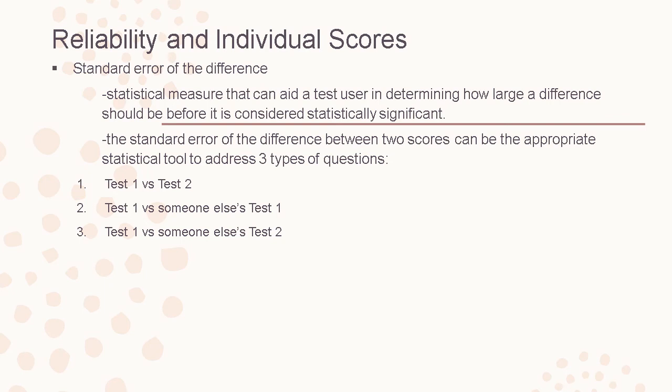Standard error of the difference is a statistical measure that can aid a test user in determining how large a difference should be before it is considered statistically significant. The standard error of the difference between two scores can be the appropriate statistical tool to address three types of questions: test 1 versus test 2, test 1 versus someone else's test 1, and test 1 versus someone else's test 2. For example, we have 5 different sets of data. In 5 different sets of data, we have 5 different means. Then we get the mean of all those means. The standard error is also called the standard deviation of means.